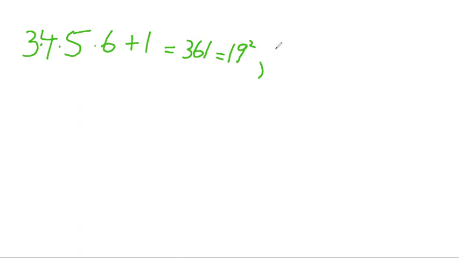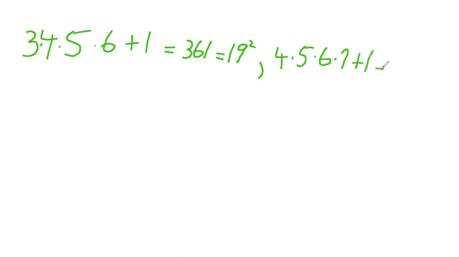But let's start with 4 this time. So let's do 4 times 5 times 6 times 7. Again, we have 4 consecutive natural numbers, and we just started at 4. Now let's add 1.